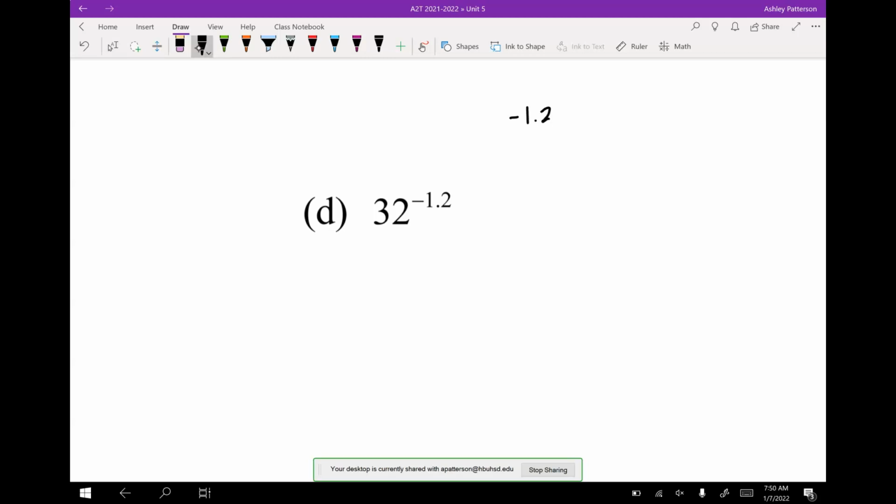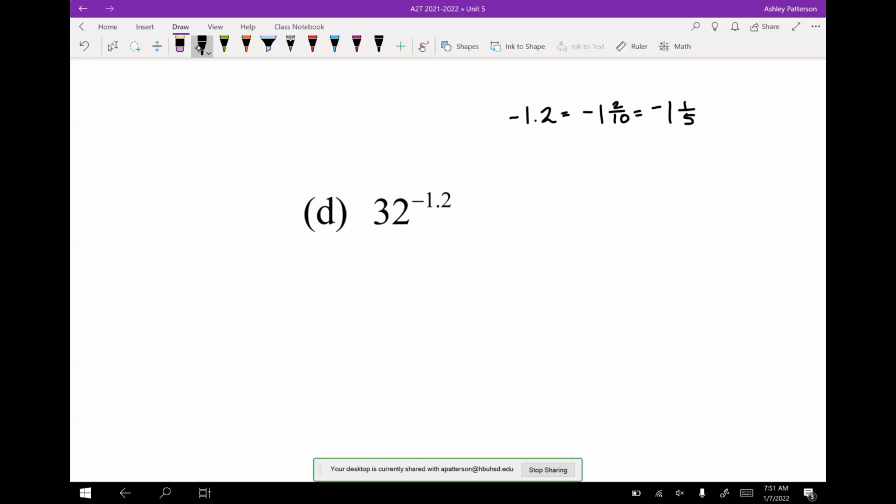Negative 1.2. That can be written as negative 1 to the what? Or times what? 0.2 can be rewritten how? Allie? You're good. So it's 2 over 10, which then reduces, as she said, to 1/5. Excellent.